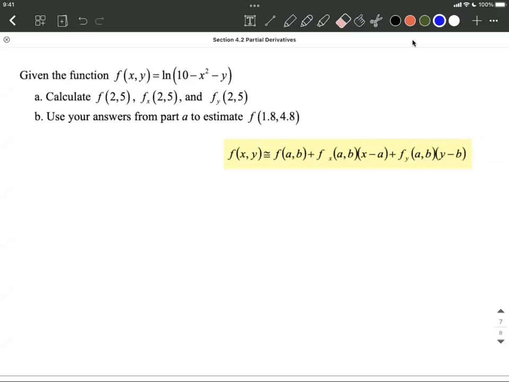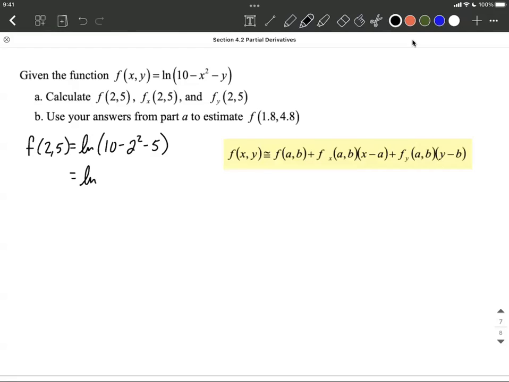Okay, we're going to collect a lot of information with partial derivatives and then use that to estimate f of 1.8, 4.8. So to do this, we need to go through part A first, in which we want to evaluate the original function at 2, 5. So it's going to be looking at the natural log of 10 minus, we're going to replace the x with 2 and replace the y with 5.